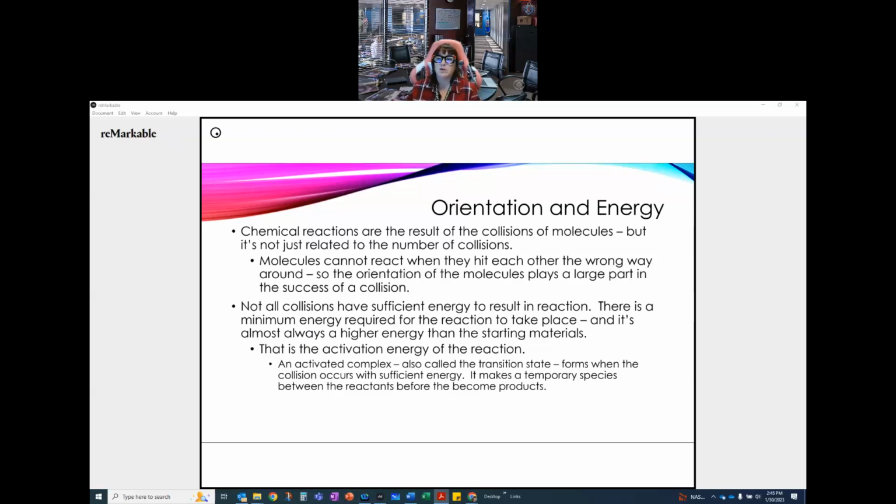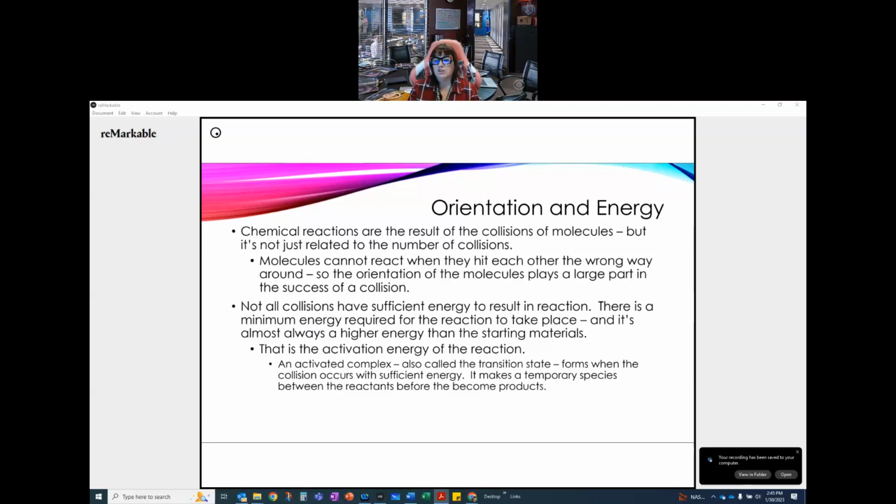What really needs to happen is that we need to have the correct orientation. So the two parts of the molecules that are going to be going through the changes need to be the ones that hit. So if I don't hit in the correct location, the right side where it needs to physically be, then that reaction is not going to occur. So it's not just a consideration of them hitting each other. They have to hit each other, and they have to be in the correct orientation.